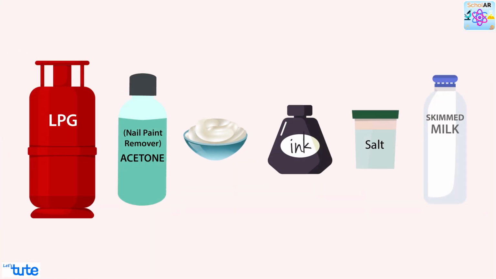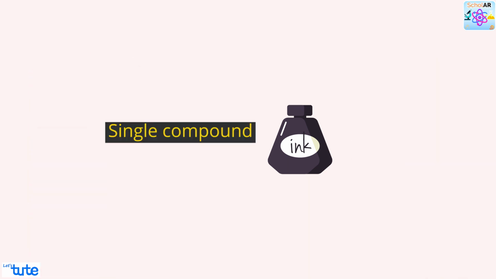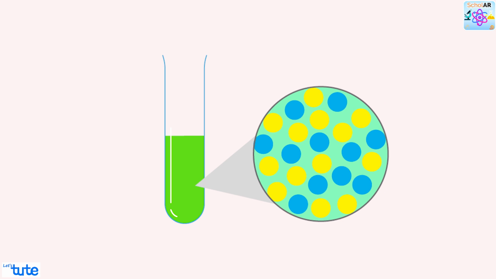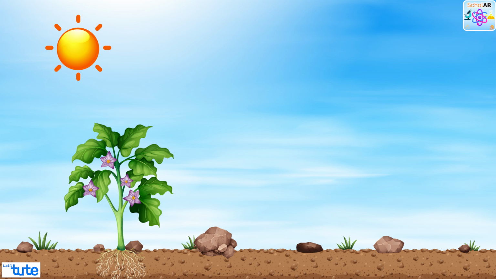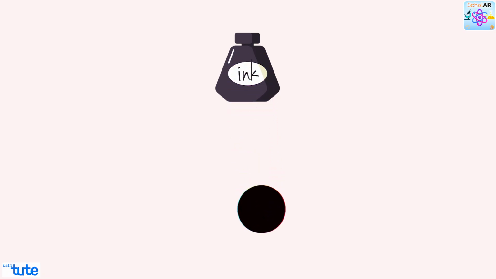The next material that we are going to take is ink. Well, it looks like it is one single compound, but is it? Let's find out. Some materials appear pure, but they are actually a combination of substances. For example, green plants contain a green pigment called chlorophyll, which is actually a mixture of different pigments. In addition, the black ink in the pens that we are going to use in this experiment is a mixture of different colored materials.